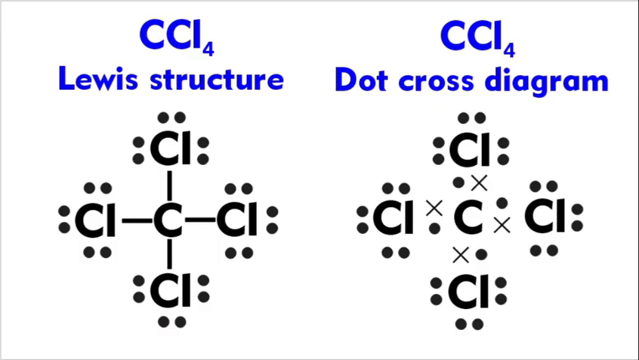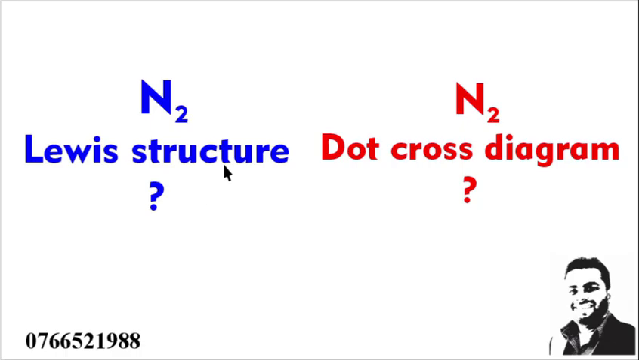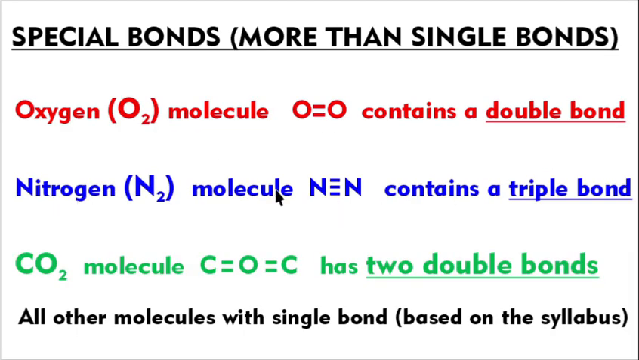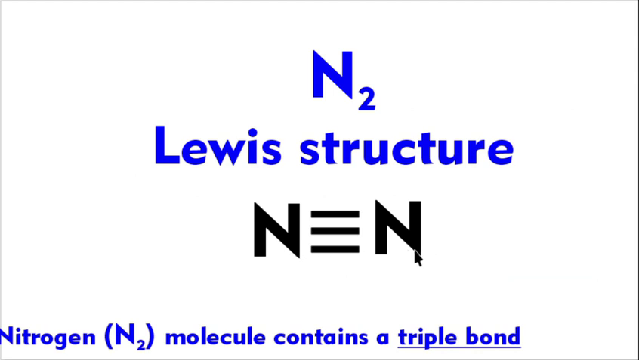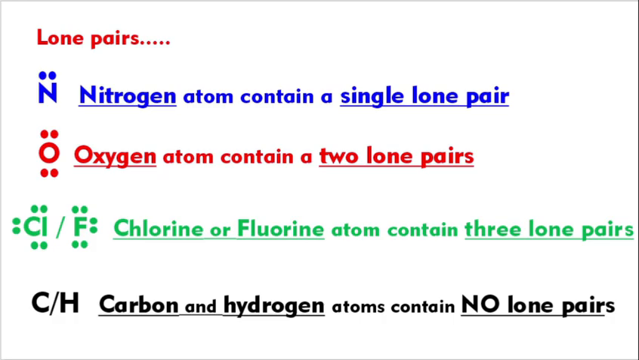Now check for nitrogen. Nitrogen is a molecule. We'll check the Lewis structure and the dot cross diagram of nitrogen. Check whether they are special or not, whether they have a double bond or triple bond. Yes, the nitrogen molecule is a special one, which has 3 bonds, that means a triple bond between the nitrogen atoms. And then we draw the structure here between 2 nitrogen, 3 triple bonds. So special case. Next, check with lone pairs. Yes, one nitrogen atom has a single lone pair.